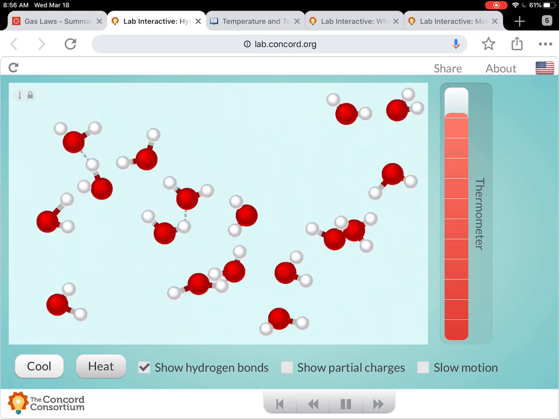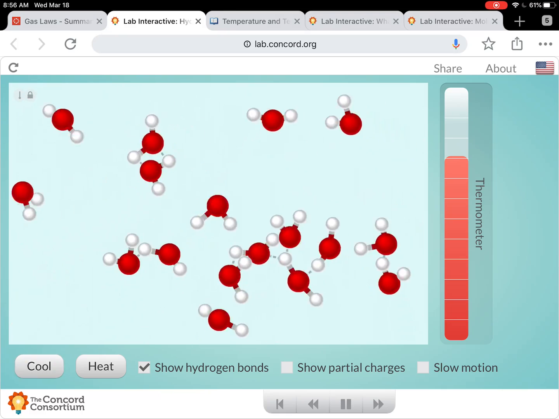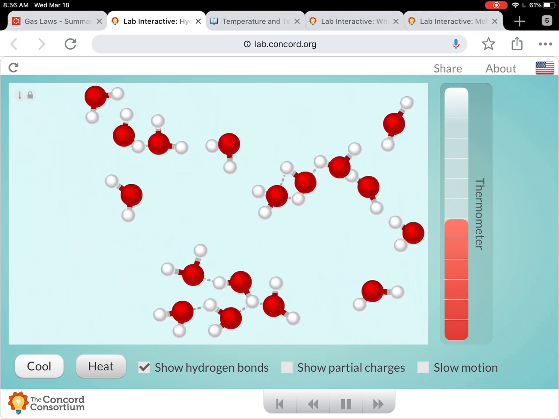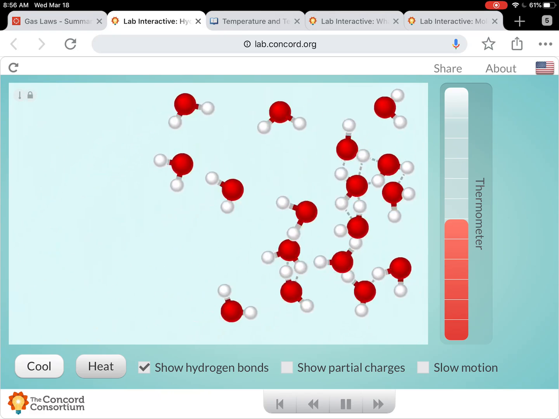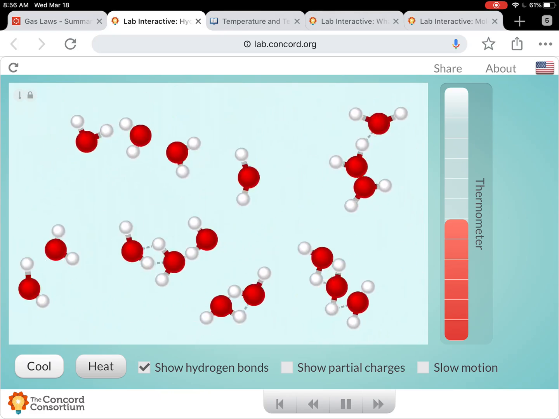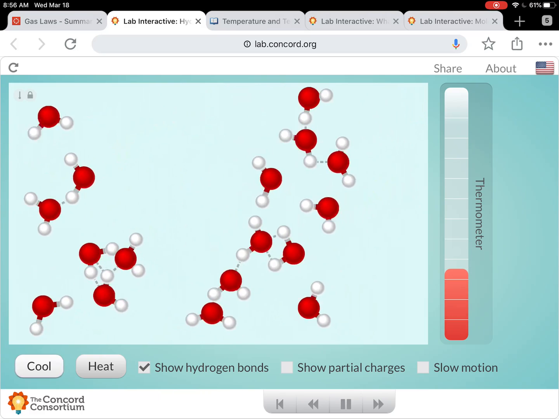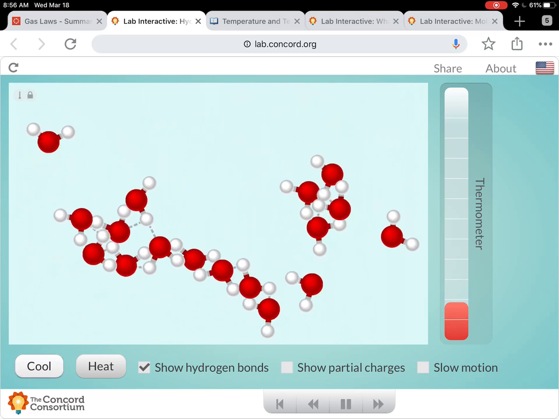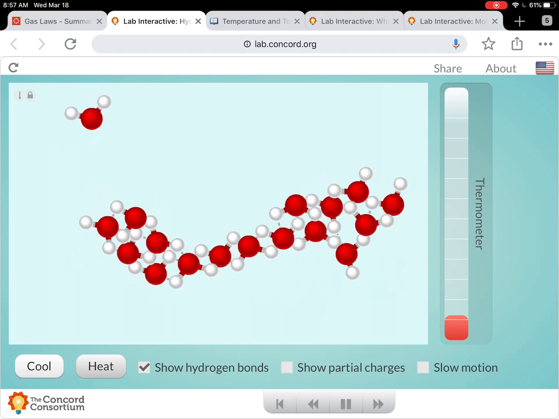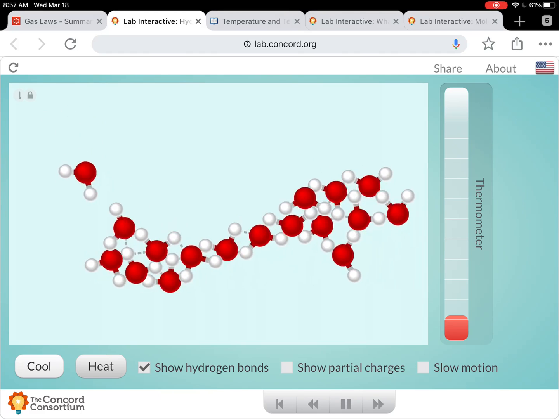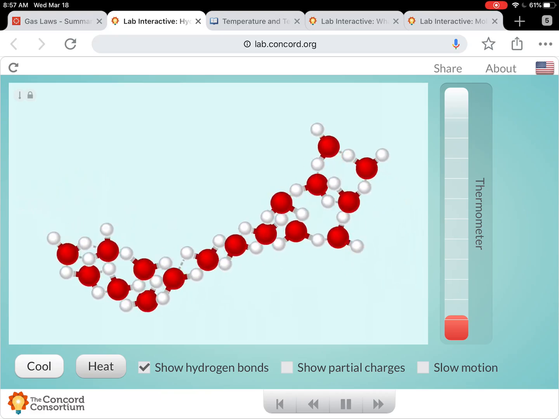Now, if I remove some heat, that means the average kinetic energy of the particles is not as great, or decreased. Similarly, if I have a low temperature, the kinetic energy is proportionally even lower. So let's go back to our notes.